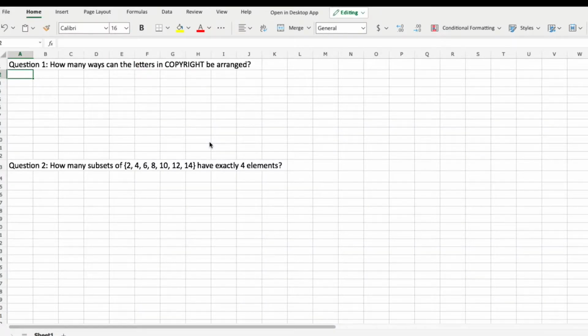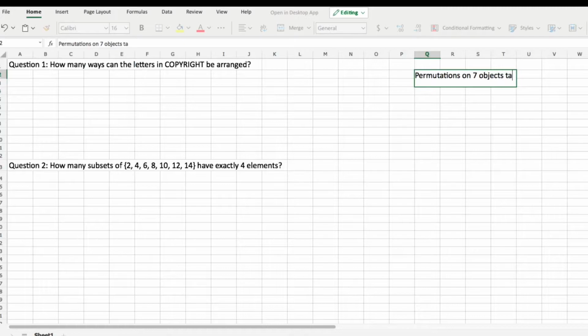Howdy, howdy, howdy. So today we're going to be looking at the ways that you can use Excel to do some calculations with counting, so combinations and permutations in this case. We'll be answering two questions, but first let's look at some of the functions we see in Excel.